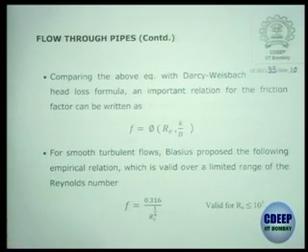Now if you are talking about laminar flows, what is the relationship between friction factor and Reynolds number? f equal to 64 by Re. And in case of laminar flow, K by D is not in the picture, it is only f equal to 64 by Re. That means K by D is not in the picture. So that also you need to keep in mind, that in case of laminar flow through pipes, the friction factor f is independent of the relative roughness height K by D.